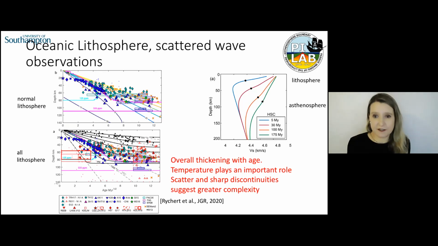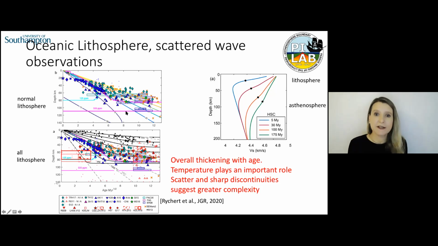So the classic definition of the LAB is that it is determined thermally. And the ocean lithosphere is probably the ideal place to consider the LAB in its thermal definition because it has a relatively simple and short history. And we can take the predicted temperatures and translate them to seismic velocity, and we have a pretty good idea of what those would look like. You can see for a range of seafloor ages, we have a predicted gradual transition from the lithosphere to the asthenosphere for a thermal model.